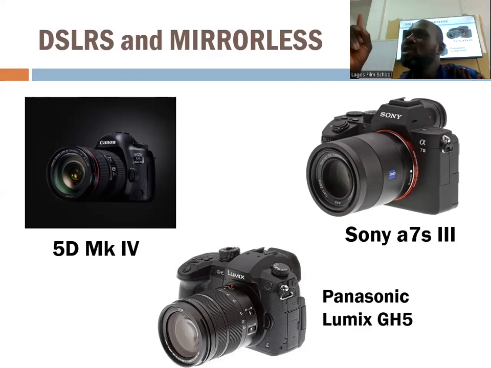It has one major advantage over a DSLR, which is it is more sensitive to light. So should you be shooting in a situation where light is low, you are better off with a Sony A7S or a Panasonic GH5 than with a Canon 5D Mark III or Mark IV. But Canon now has its own mirrorless range. That's the R series, R5, R6, equally as good, maybe even better than the Sony A7S.